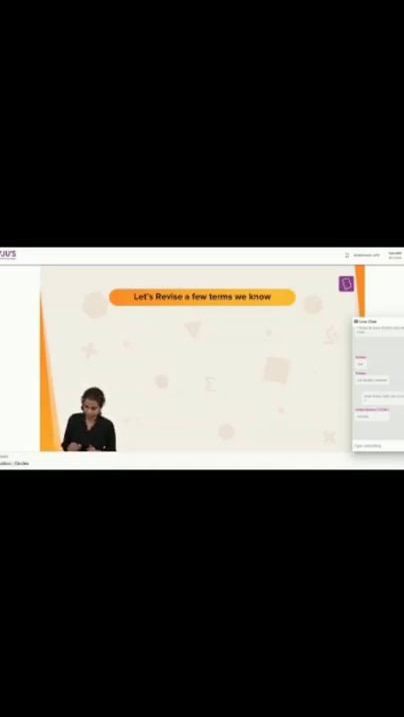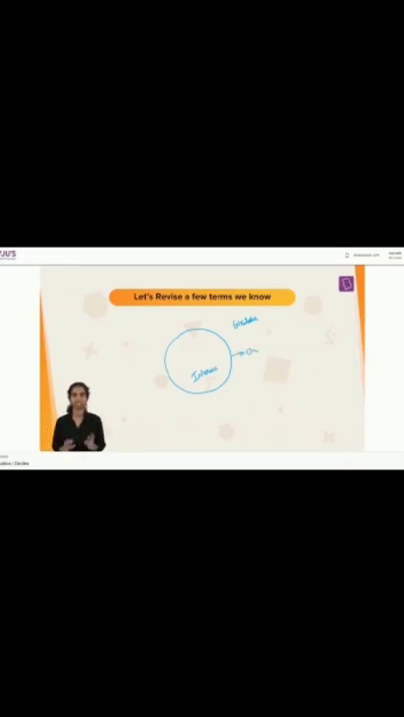Let's try and revise them. Let's see if we still remember them. So let me start with a circle. How many parts does a circle divide a plane into? A circle divides any plane into 3 parts, right? Any point on this plane, plane meaning this paper, could either be in the exterior of the circle, or it could be inside the circle, which is the interior, or it could be on the circle. Correct? So 3 places where a point can be: exterior, interior, or on the circle.